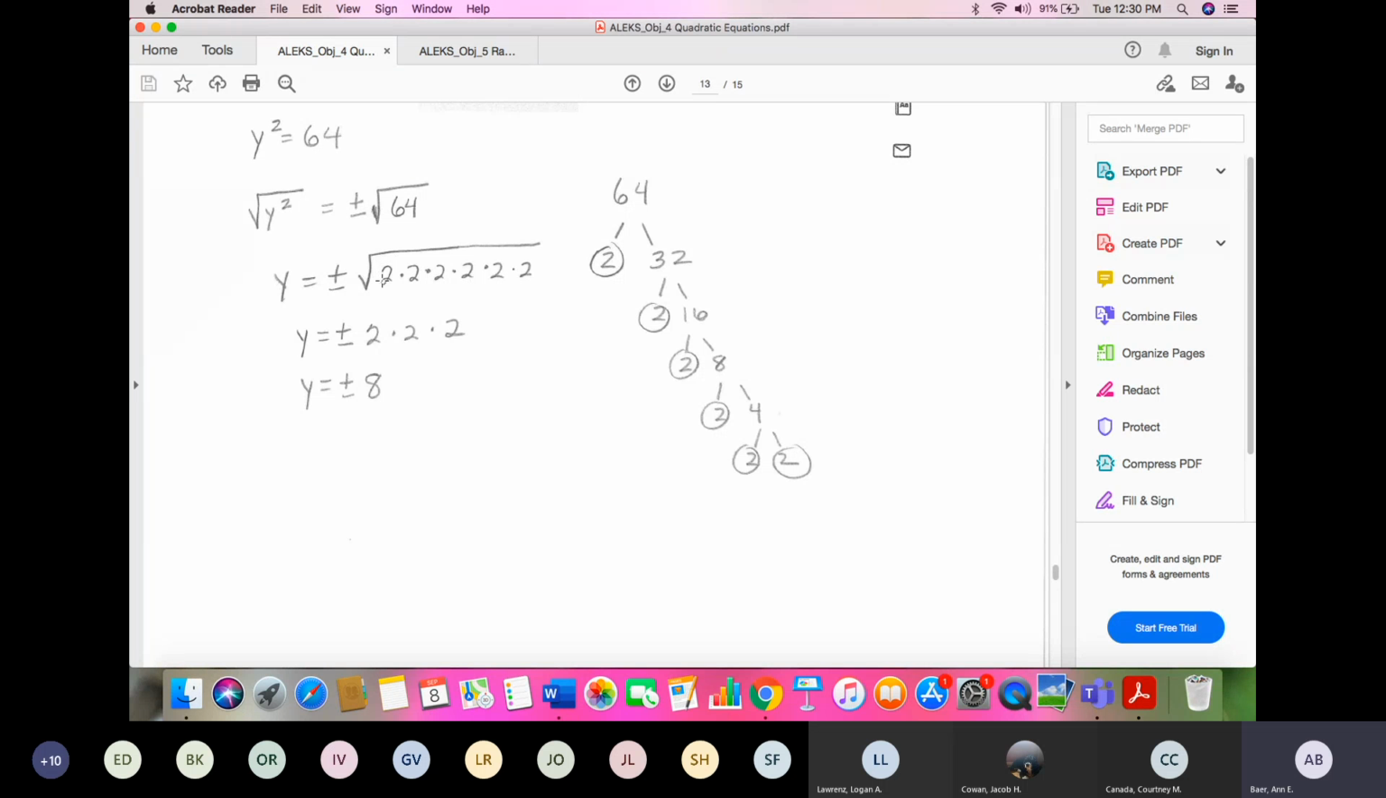So how do we deal with that? Well, one way to deal with it is to know that 2 of the same inside the square root comes out as a single 2 here.